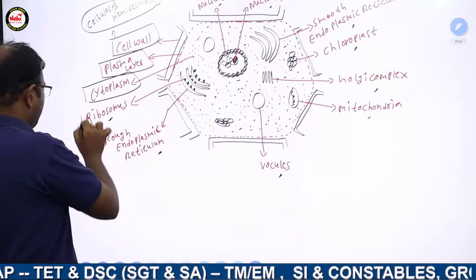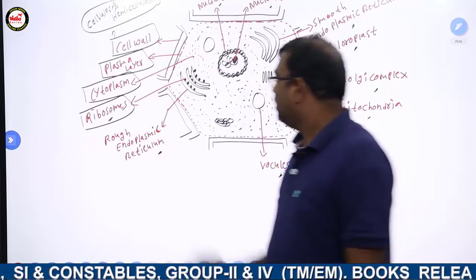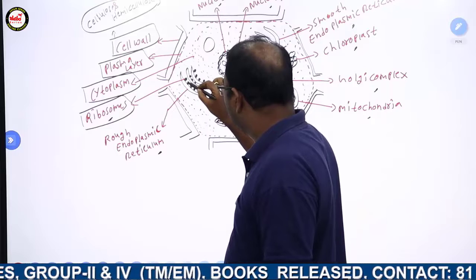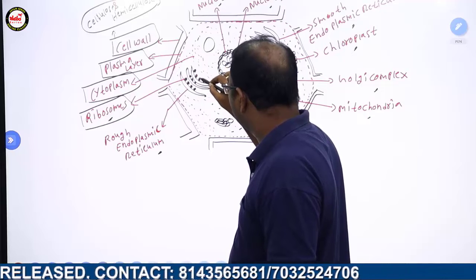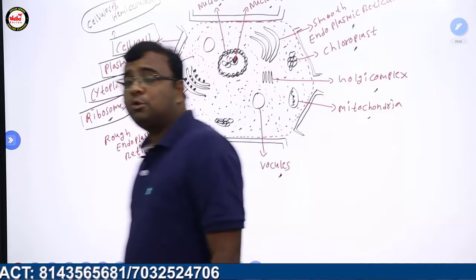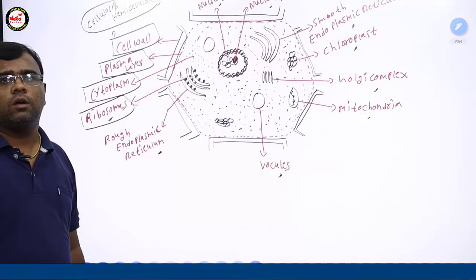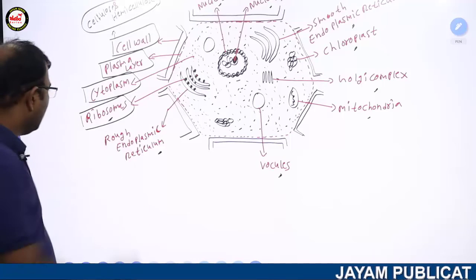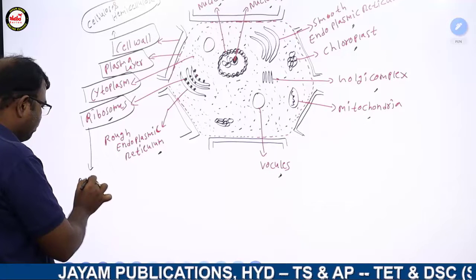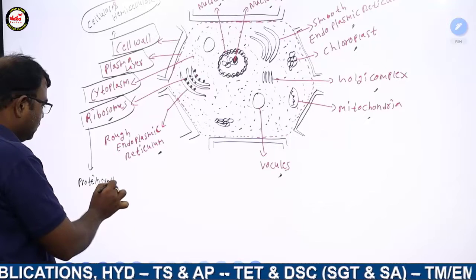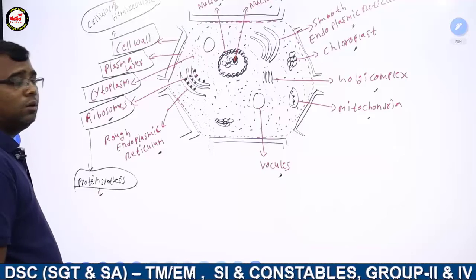Okay, I will first explain about the ribosomes. Look at this picture. This is the ribosomes. The ribosomes' function is that it helps in protein synthesis. So, the ribosomes are also called protein factories.